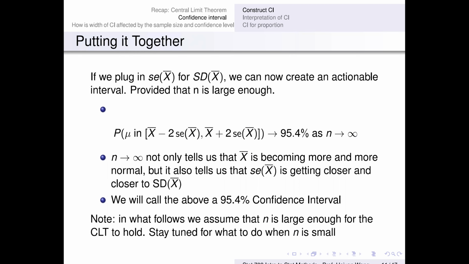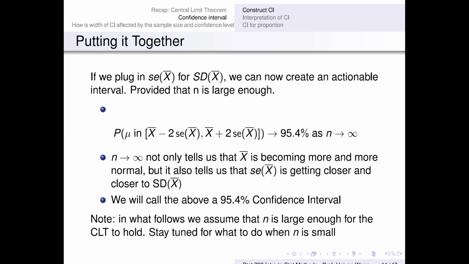So after we have the standard error, now we can use X bar plus or minus two standard errors to give us that interval. And that interval would still approximately have probability of 95.4% if we have these X bars collected from the sample repeatedly.